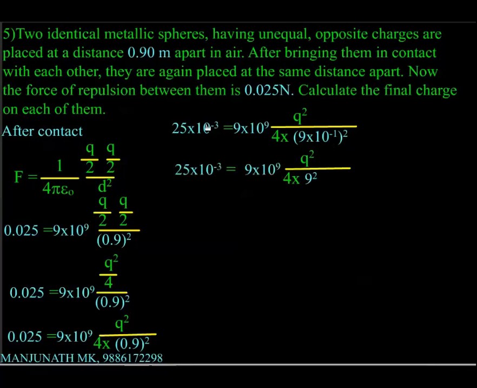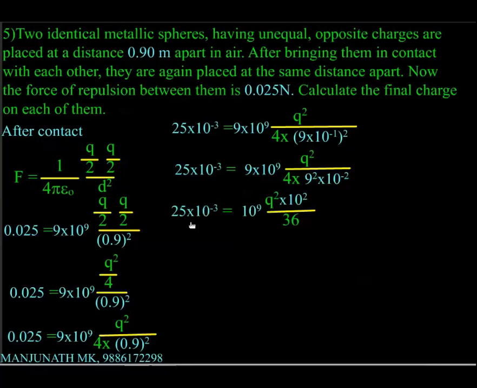So here 25 into 10 to the power of minus 3, 9 into 10 to the power of 9, Q square divided by 4 into this square, that is 9 square, into 10 to the power of minus 1 square is 10 to the power of minus 2. Of course 9 square is 81, but as in the numerator 9 is there, don't multiply because it is easy to cancel the square and 9. So this 9 and square get cancelled.